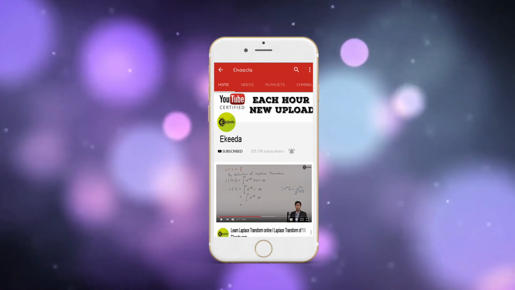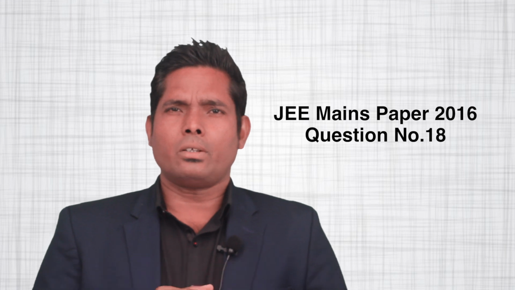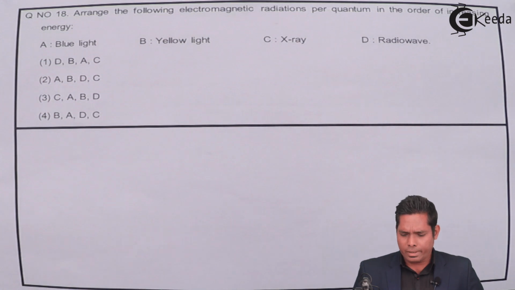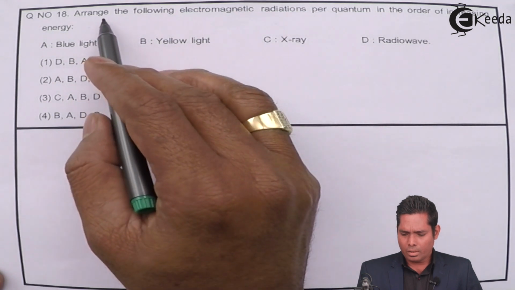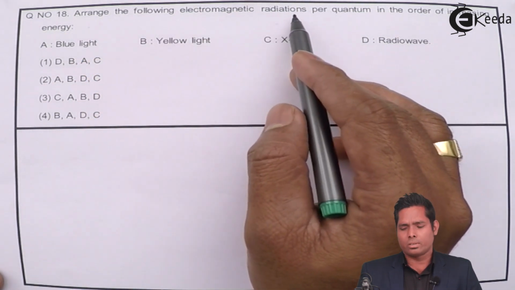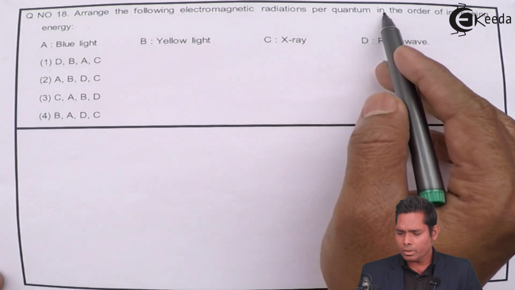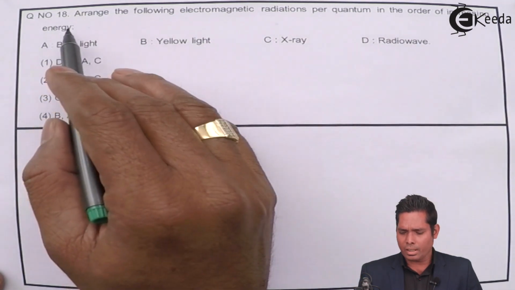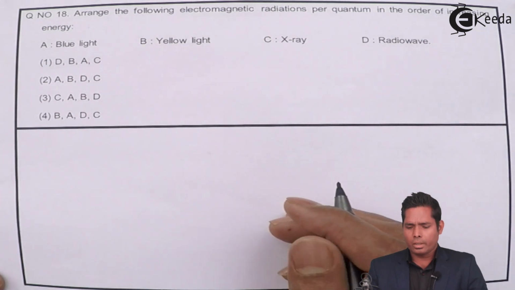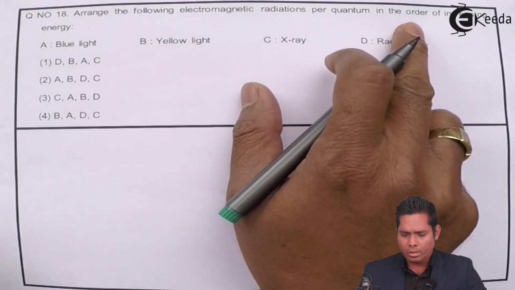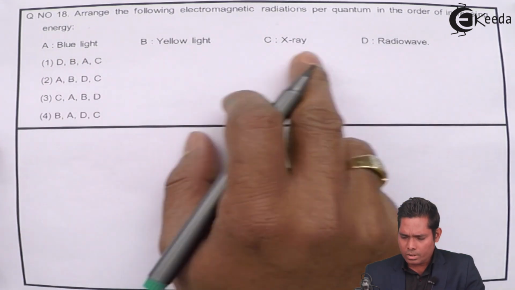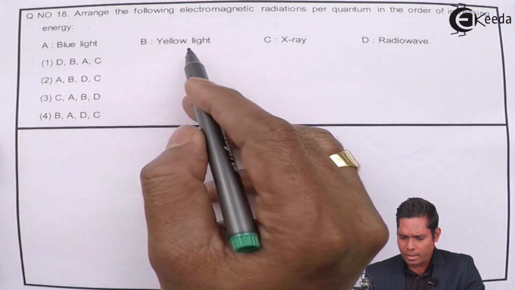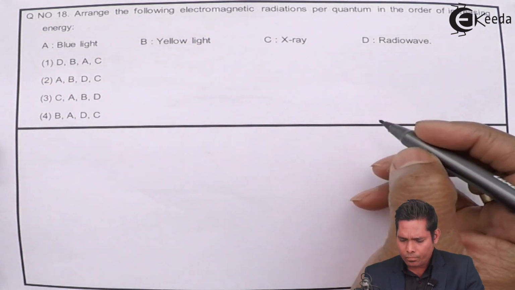Hello students, let us solve question number 18, 2016 JEE Mains Physics paper. Hello students, let us solve question number 18, which is obviously a theoretical question. Arrange the following electromagnetic radiations for quantum in the order of increasing energy. So, in terms of increasing energy, we have to arrange these electromagnetic waves. These are blue light, yellow, X-rays and radio waves.